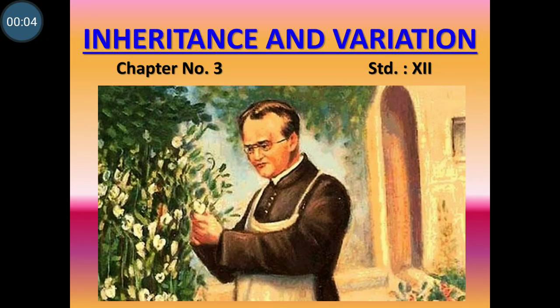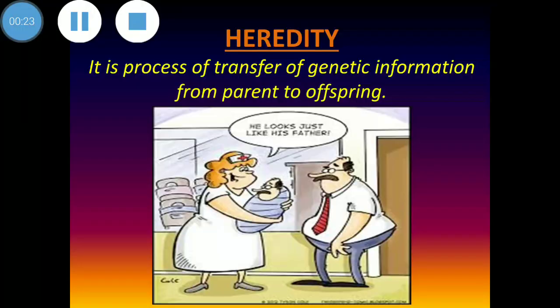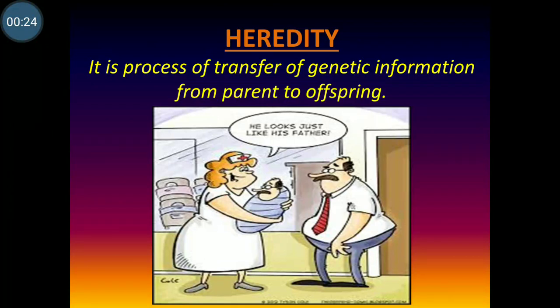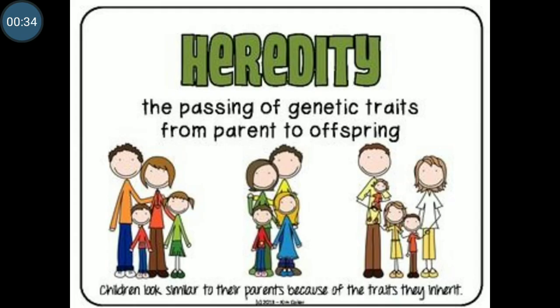Today we are going to start with the third lesson, that is inheritance and variation. Already the introductory part we have studied in ninth and 10th standard. Now in detail we are going to study about the inheritance and variation. Heredity. It is a process of transfer of genetic information from parent to offspring. Here also you can see children look like their parents because of heredity.